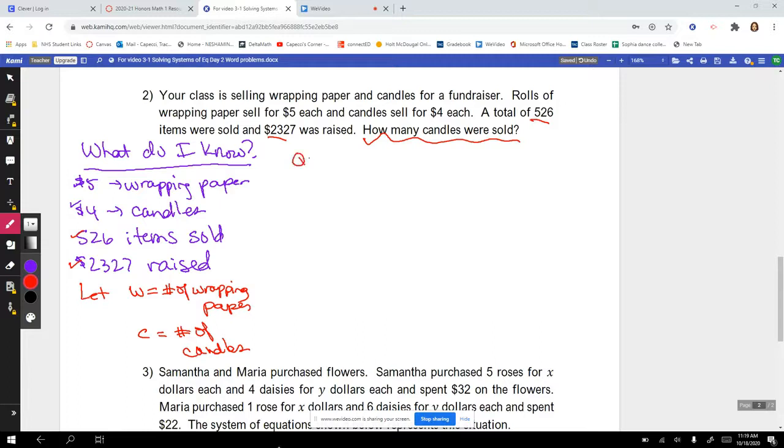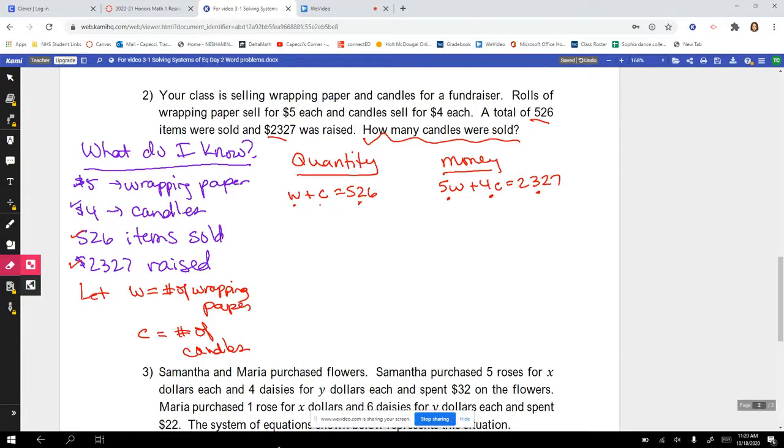I again have a quantity equation because I'm talking about how many, and I have a money equation. So wrapping paper and candles, there were 526. And then $5 per wrapping paper plus $4 for the candle, and we have $2,327. So again, in our quantity equation we have how many, and in our money equation we have that's money, and that's money. So I know at least I used the right variables and the right quantities in the right spot.